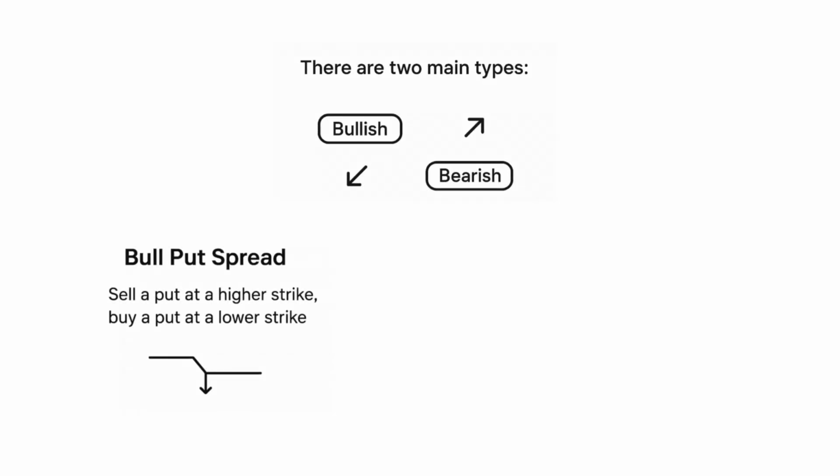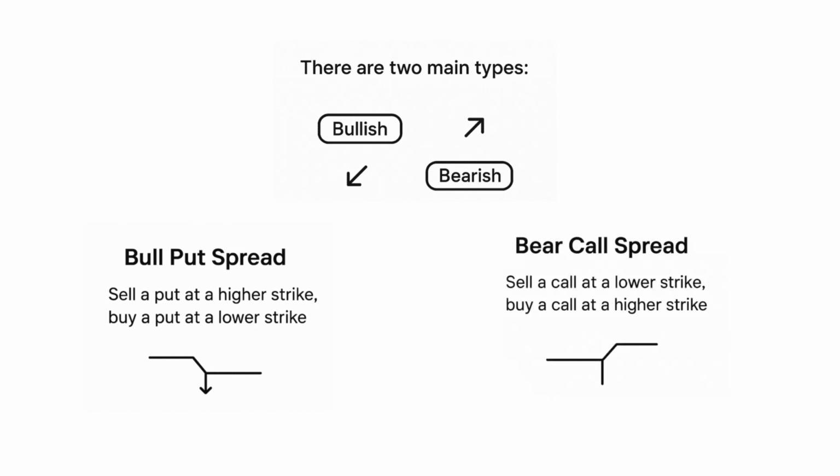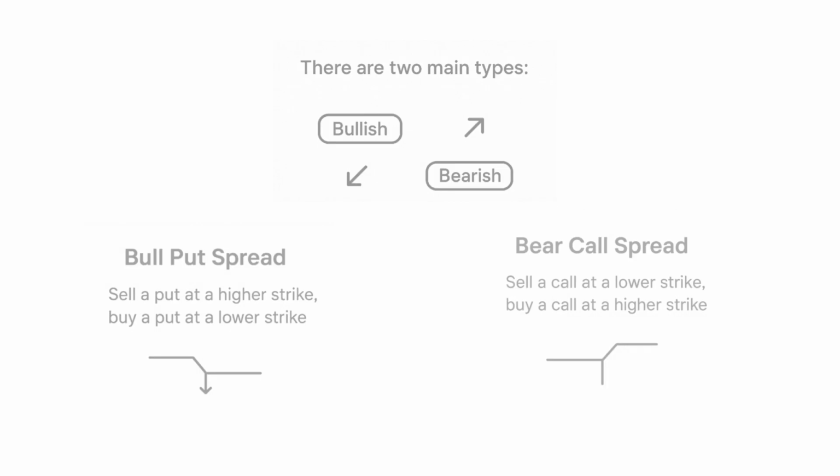Bull put spread: sell a put at a higher strike, buy a put at a lower strike. You are bullish but want to limit your risk. Bear call spread: sell a call at a lower strike, buy a call at a higher strike. You are bearish or neutral.